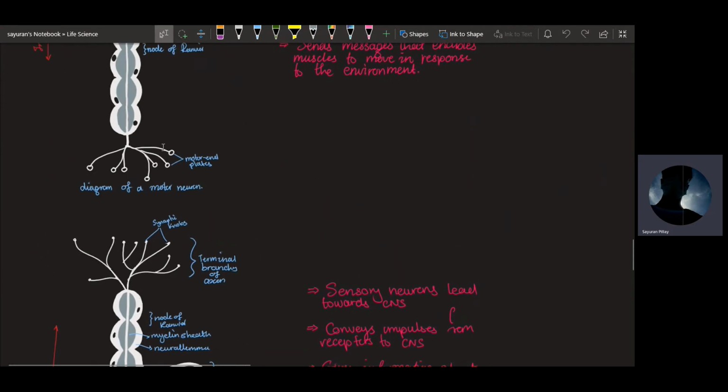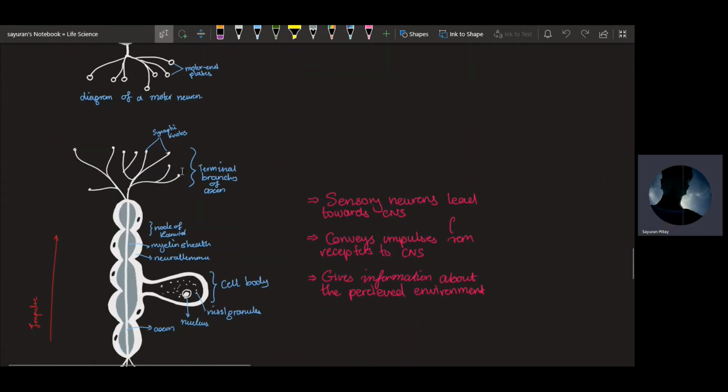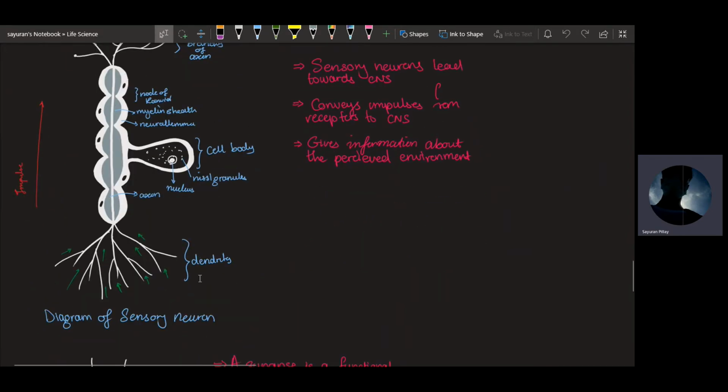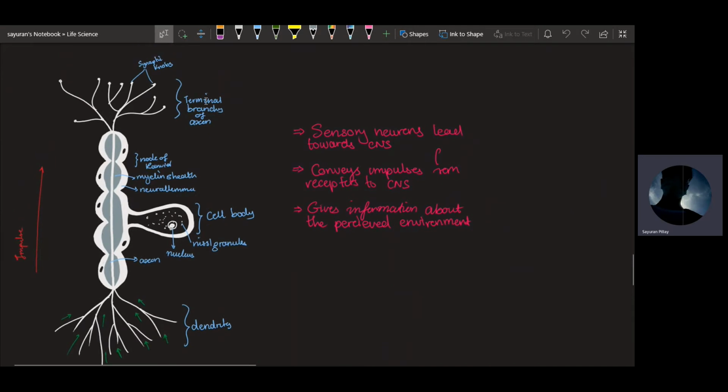So here we had motor end plates. In the sensory neuron, we have synaptic knobs. Now this is known as your terminal branches of the axon. These are just your dendrites. So this is not dendrites. These are terminal branches of the axon with synaptic knobs.